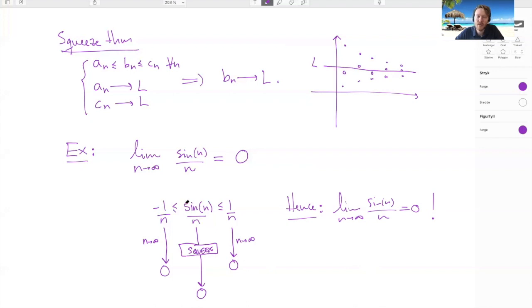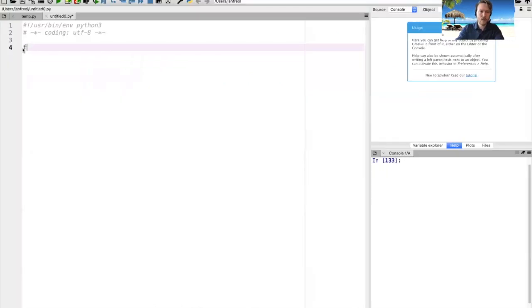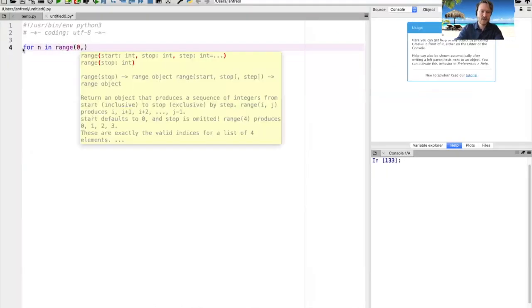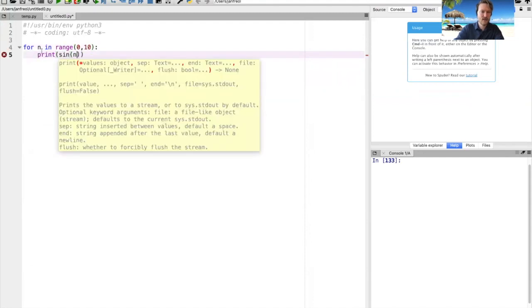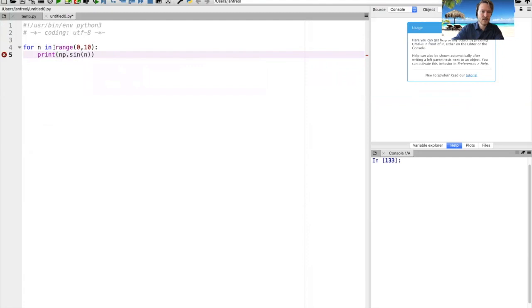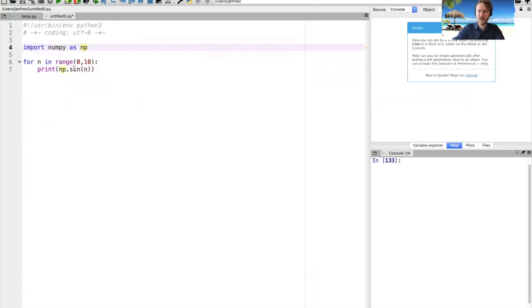So the advantage of the squeeze theorem is that in studying something that has a fairly complicated behavior, we're able to get rid of the unnecessary complications. So sin n is horribly complicated. If you go to Python here and do a for loop, so for n in range 0 to 10, print sin n. Of course, this won't work, so we'll do np.sin. So we need to get the sine function from the numerical Python package. And now we can print this.